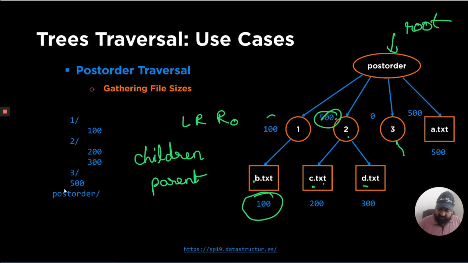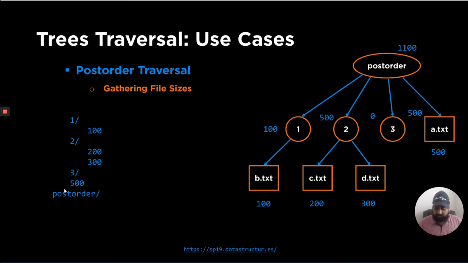All of these values are going to be summed up in the post-order traversal, so a program like this could be made pretty easily by using a post-order traversal. You can see my final output would be the total size of the folder, like 1100 kilobytes or something like that.